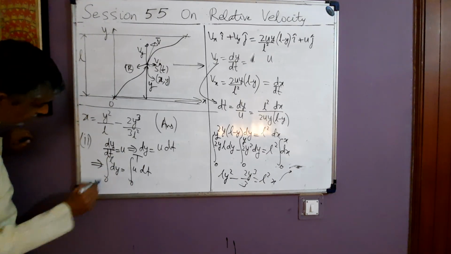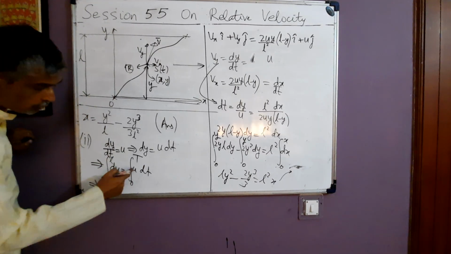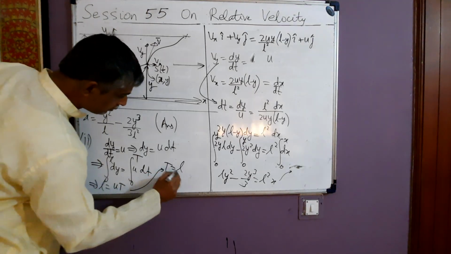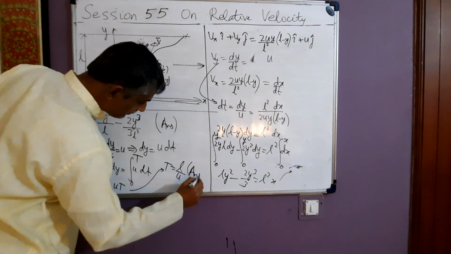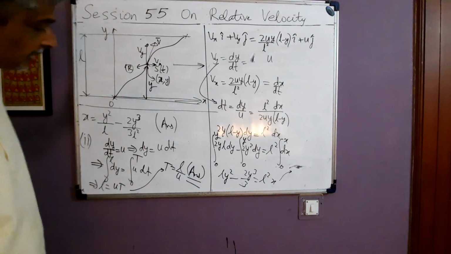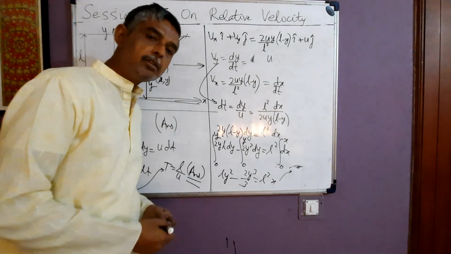On integrating this and inserting limits, L is equal to u T, since u is constant and goes outside the integral. So T is equal to L by u. This is therefore the required answer. So capital T becomes L by u. This is the time taken by the swimmer to cross the river.